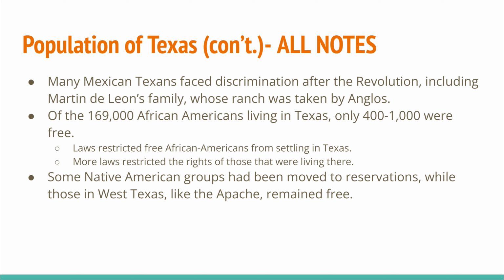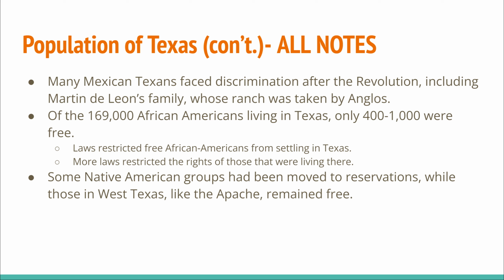Many Mexican Texans are going to face discrimination after the revolution, including Martin de Leon's family. If you remember, he was one of the impresarios that we talked about who first settled Texas. His family's ranch is going to be taken by Anglo Americans. Texas was not a fun place for a lot of people to live.